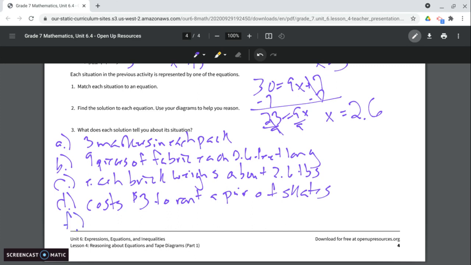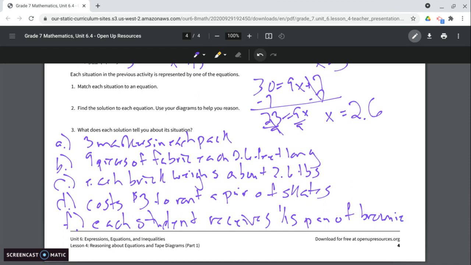And for the last one, each student receives 1/15 pan of brownies. So looking at each of those situations, what their unknowns are representing for us. All right, so unknown, like I said, is your keyword for this lesson.